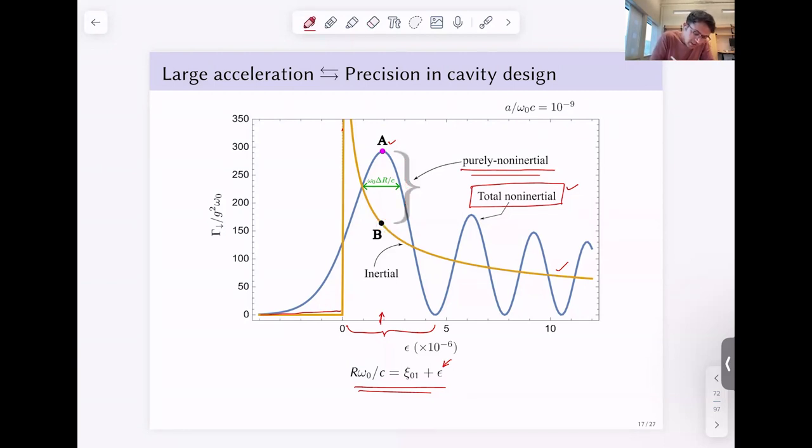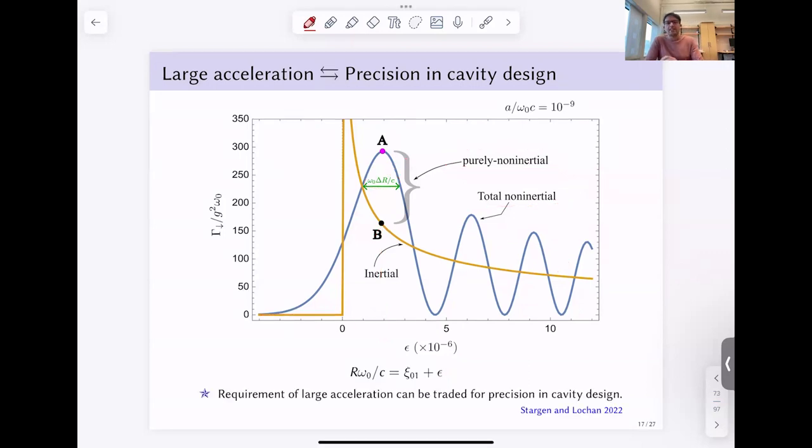We also note that if you design your cavity such that you specify its radius in this range, which means there is a range of epsilon values, then you can have the purely non-inertial contribution to the decay rate of the atom be of the same order as the inertial contribution. And the key lesson learned by doing so is that the requirement of large acceleration can be traded for precision in cavity design.